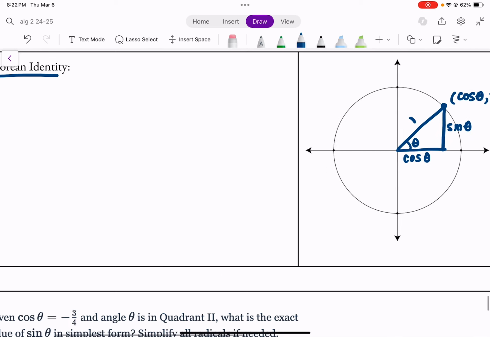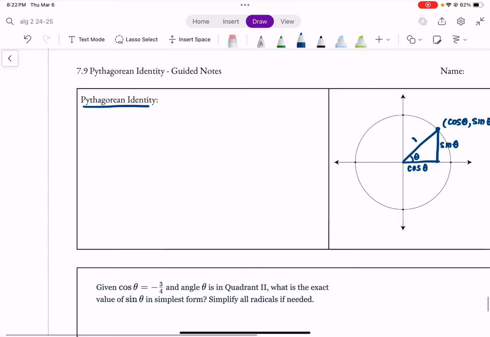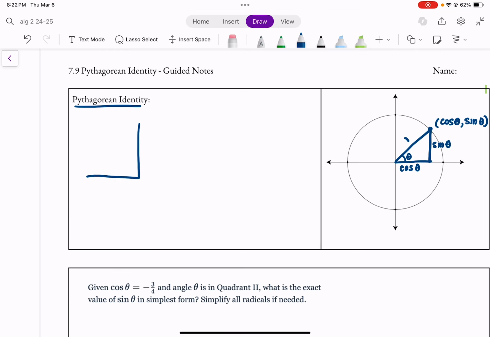And so I'm going to redraw this triangle over here so that we can work with it, right? So this was 1, and this is cosine of theta. Here is the angle theta, that's the reference angle, and sine of theta. Theta, again, is just any angle. It could be 30, 60, 90, whatever. It could also be radians, right? And what we're going to do is apply the Pythagorean theorem to this.